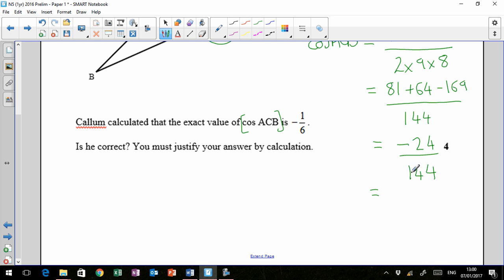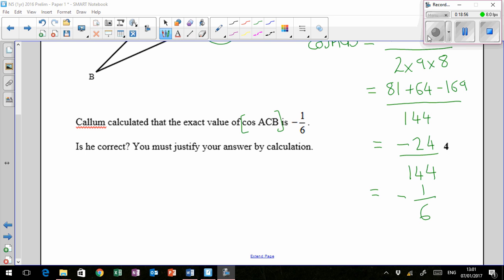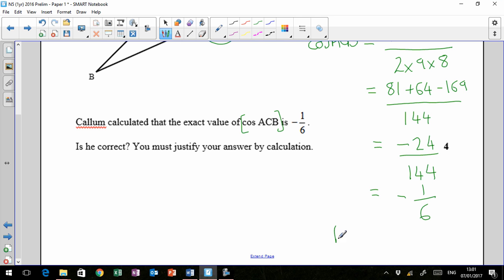And then we just simplify that fraction, negative 24 over 144. A couple of ways you can do it. 2 times table, 4 times table, 6 times table even, but you're actually on the 24 times table as well, so it'll give you negative 1 over 6, which is what you're looking for. Okay, so negative 1 over 6, hence Callum is correct. That's why they call him Clever Callum.